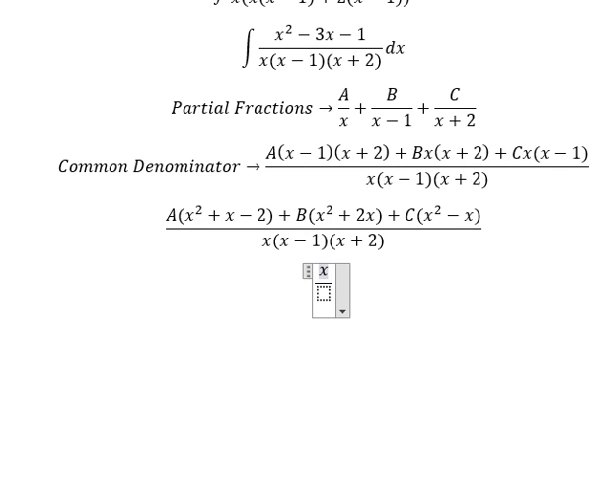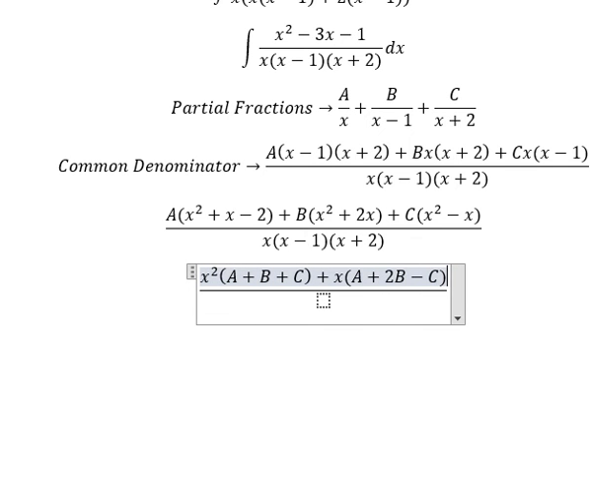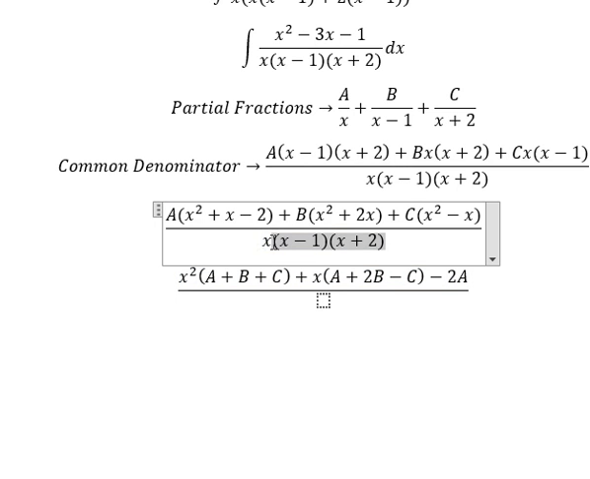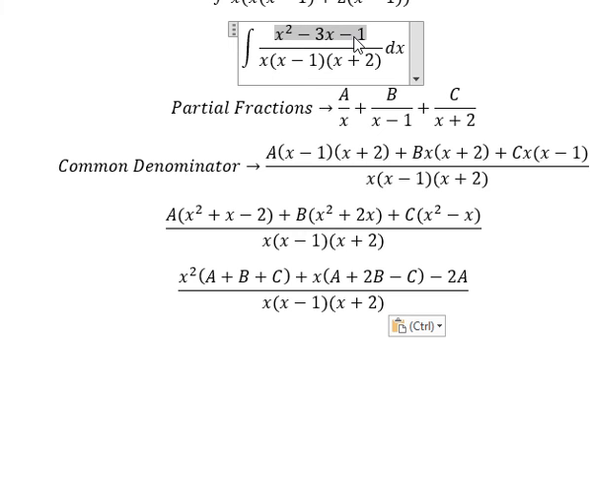About s squared, you get a plus b plus c. About s, you get a plus 2b minus c. About the number, you get negative 2a. So we need to compare coefficients in here.